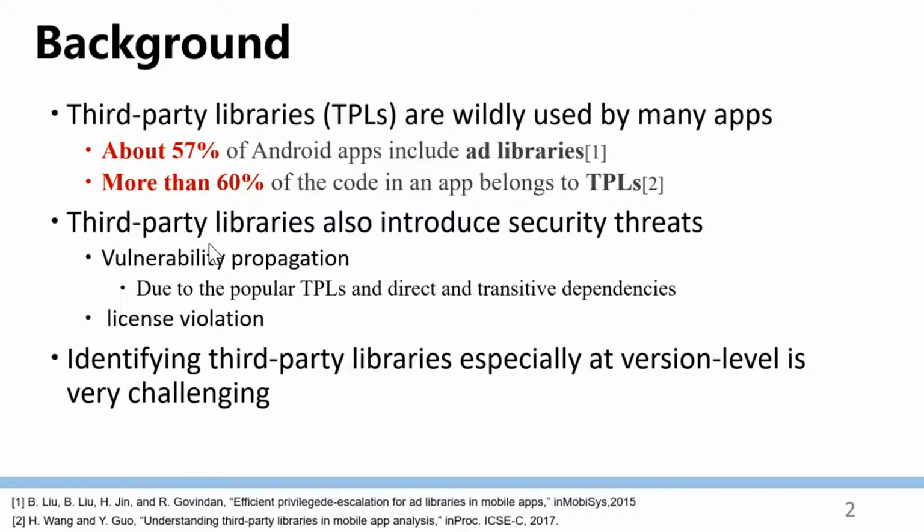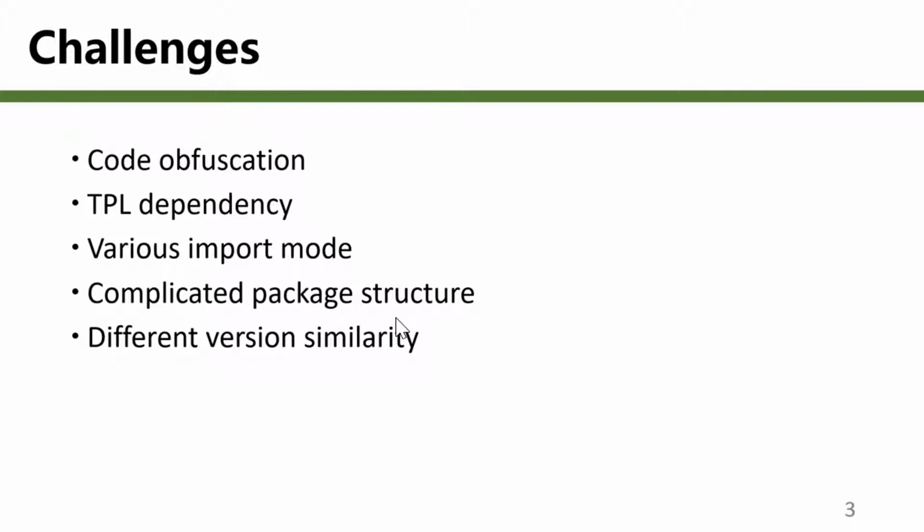According to previous studies, third-party libraries are widely used by many apps, but our coin has two sides. Third-party libraries can also bring some security risks, especially vulnerable third-party libraries, which can accelerate the spread of vulnerabilities due to direct and transitive dependencies. However, identifying third-party libraries, especially at the version level, is very challenging. Here we list some typical challenges.